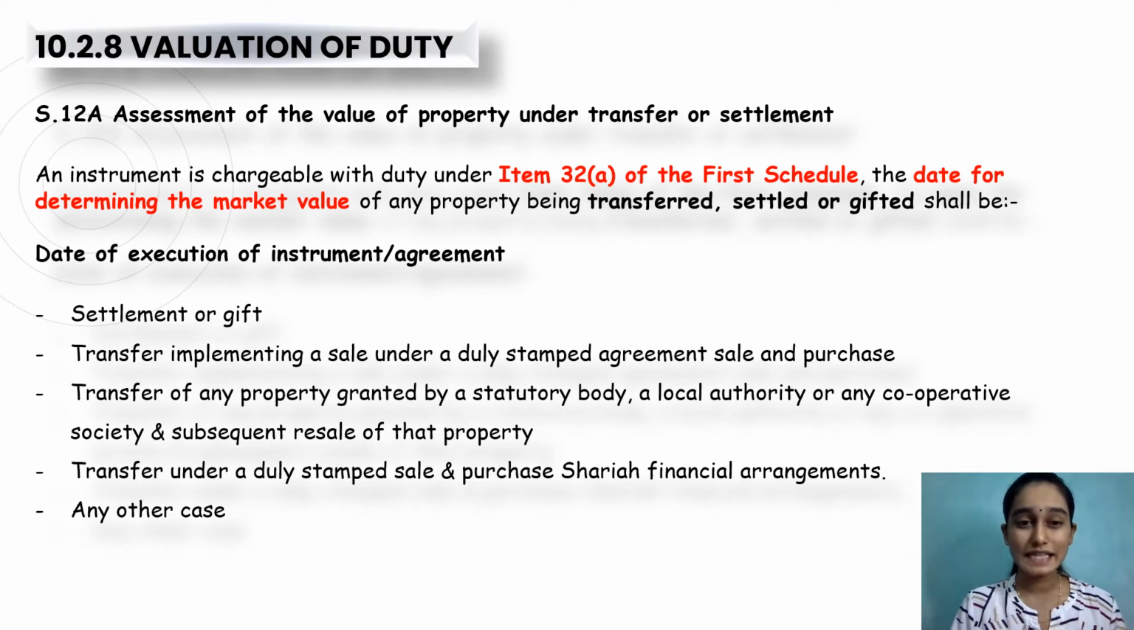According to this section, an instrument is chargeable with duty under item 32 subsection A of the first schedule. The date for determining the market value of any property being transferred, settled or given shall be the date of execution of the instrument of trust or settlement or gift in the case of a settlement or gift, while in the case of a transfer implementing a sale under a duly stamped agreement of sale and purchase, the date shall be the date of execution of that agreement.